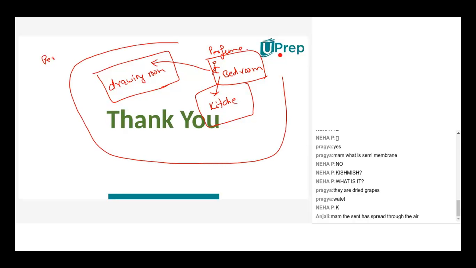So this process is called diffusion. Here, you really do not need a semi-permeable membrane.